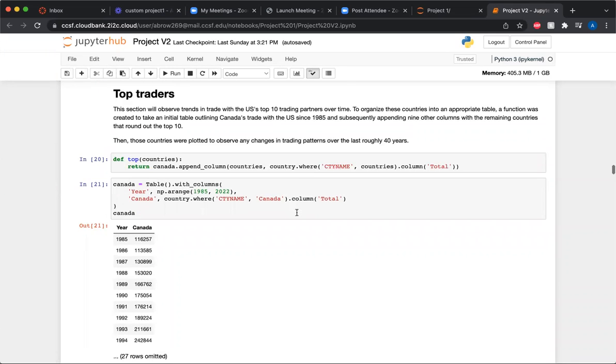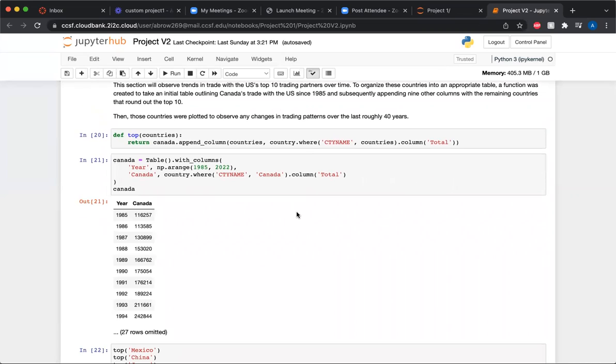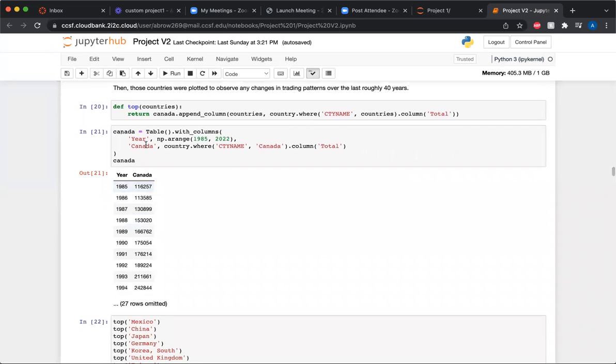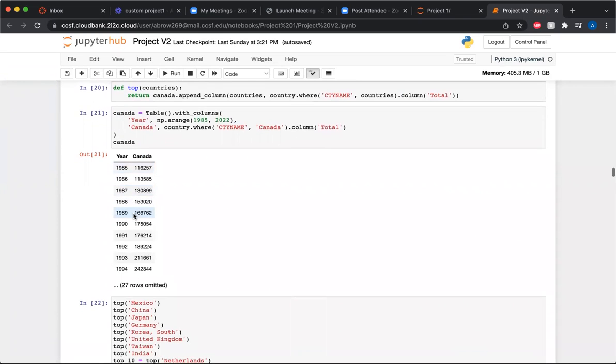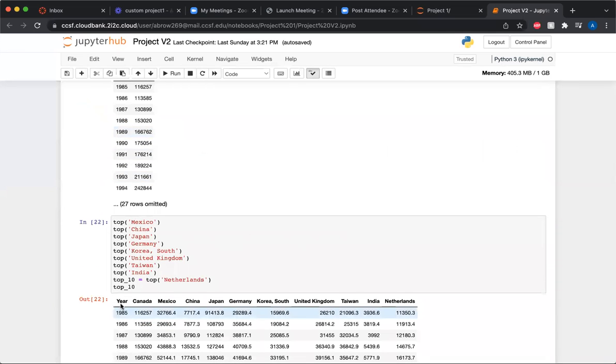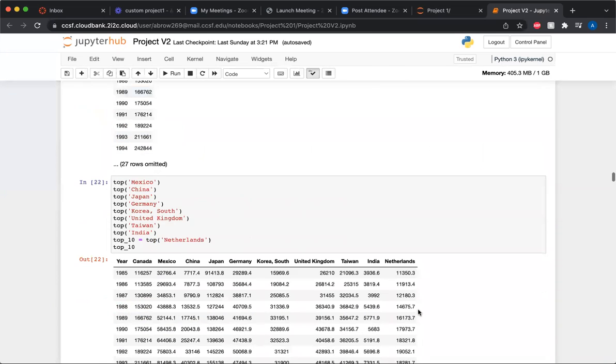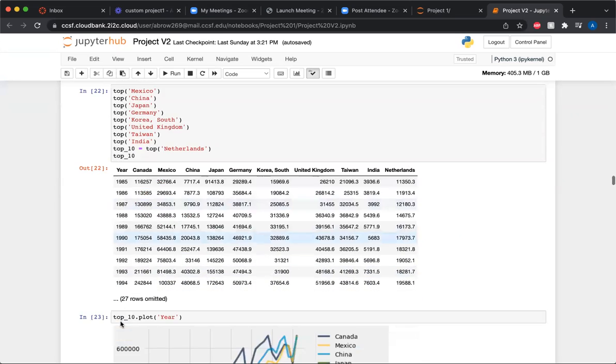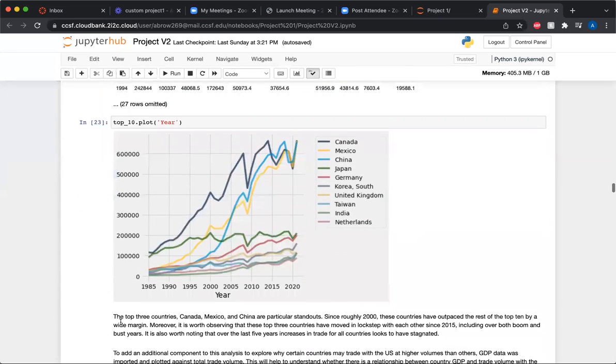So coming back to the top traders, I wanted to see how the top traders' trade with the US has varied over time since 1985. So that's when the table started. I had to make a function to reformat that table to make sure each column was a country, organized by years, and then plot that.